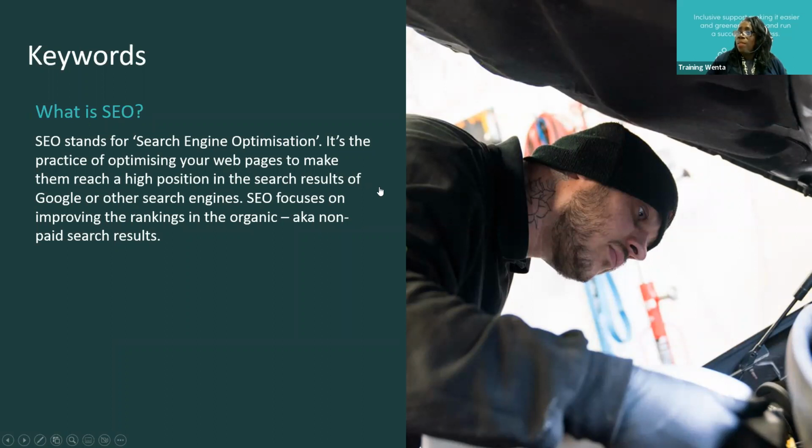So Lorna says, yes, SEMrush is really good to find keywords and key phrases. Yes, that's another one.